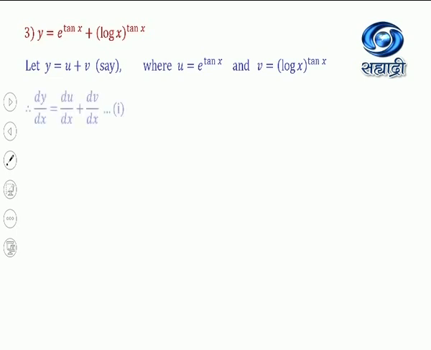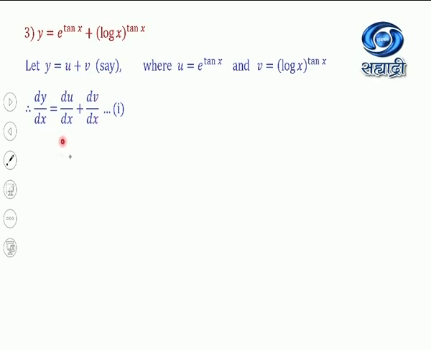Now we will continue with our next example. y is equal to e to the power tan x plus log x to the power tan x. Again, we consider the first function as u. We denote the second function by v, and so we write y equal to u plus v, in brackets say. And now, where u equal to e to the power tan x and v equal to log x to the power tan x, we write the values of u and v. We mention them. And now we take the derivative of both the sides.